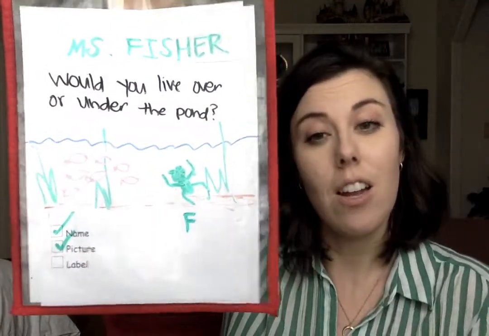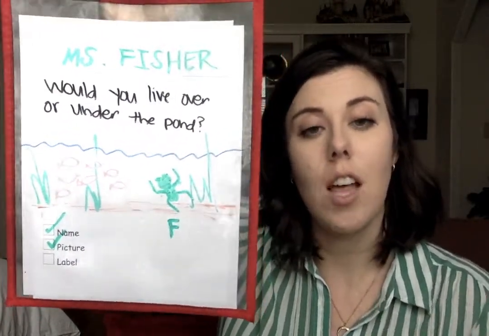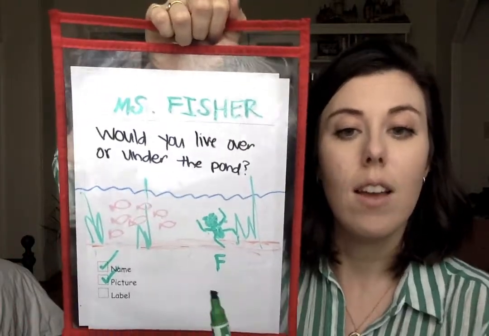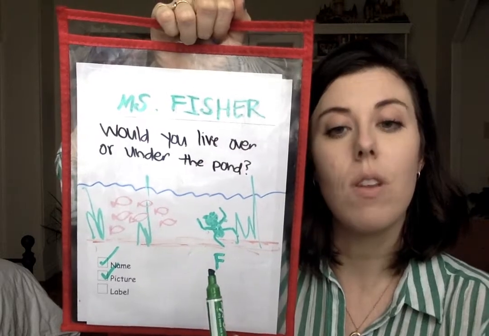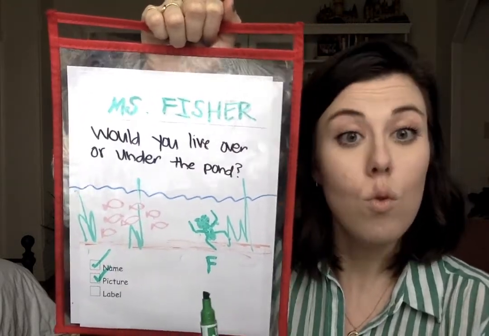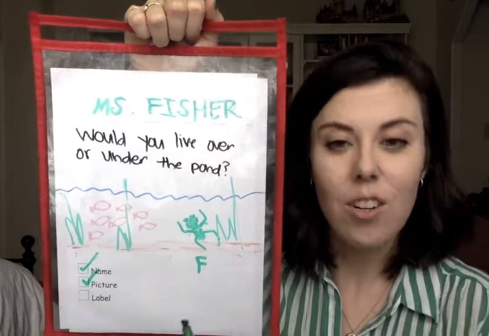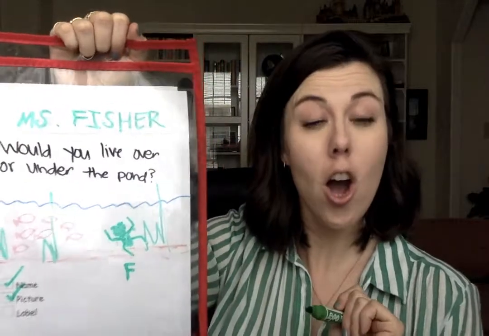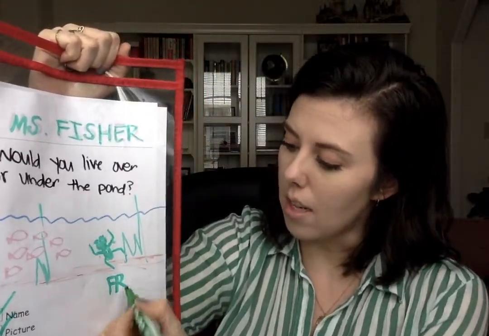I could stop there and just write the first sound, but I'm going to challenge myself and try to sound out more of the word. So I'm going to keep going. I sounded the beginning. Let's keep going with frog. Fr. I hear the sound R. What letter says R? It's the letter R. R is after F. I will write an R next to my F.